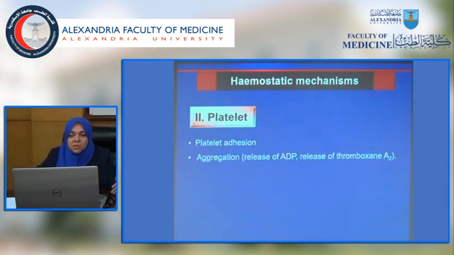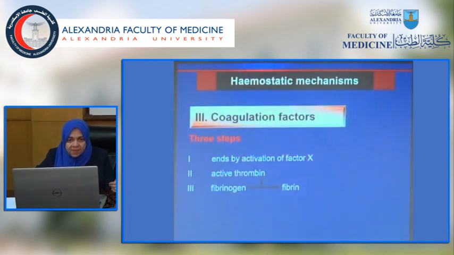The platelet. How the platelet will contribute to the hemostatic mechanism? First, by platelet aggregation through the von Willebrand factor and by platelet aggregation through the release of the molecules or the content of the platelet granules. Then will come the coagulation factors that are activated through the extrinsic and the intrinsic pathway, ending by activation of factor 10. And then the active thrombin will be generated, which will cleave the fibrin from fibrinogen.